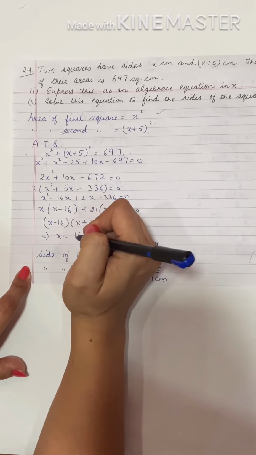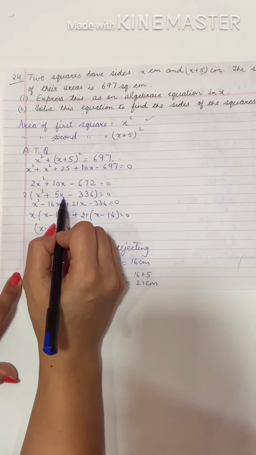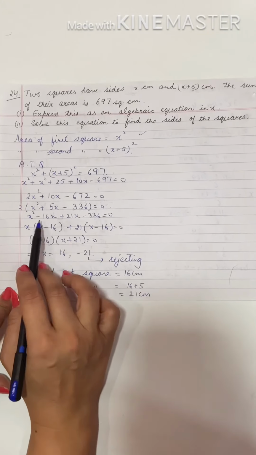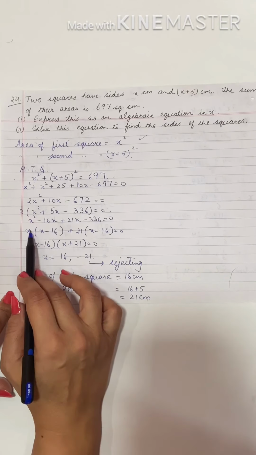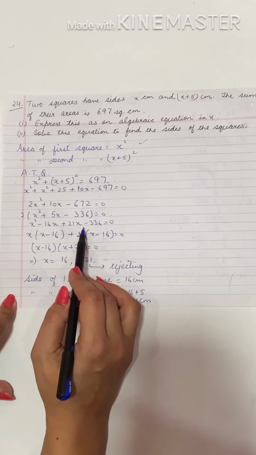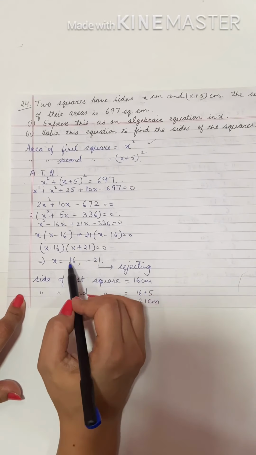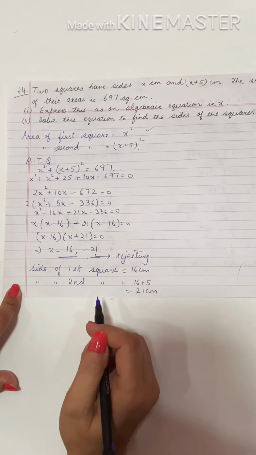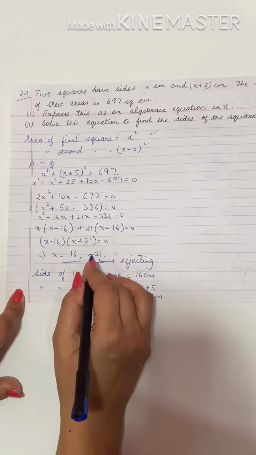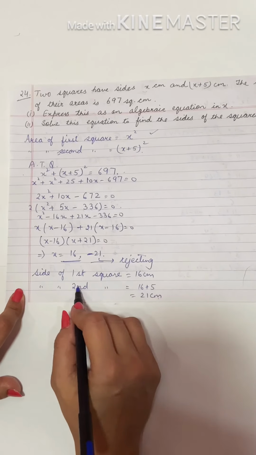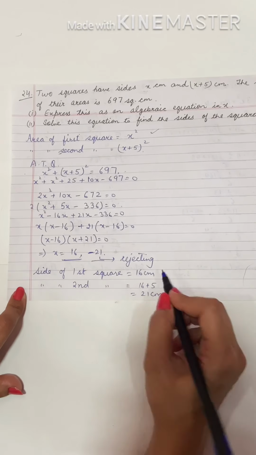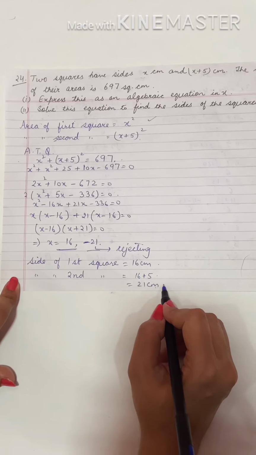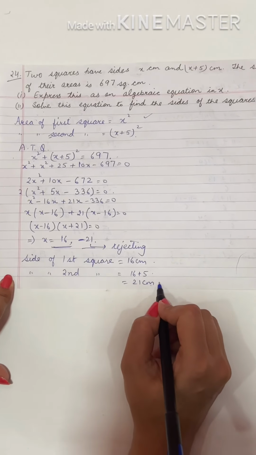Now simplify it. We are getting x square plus 5x minus 336 equal to 0. Splitting the middle term, we are getting x square minus 16x plus 21x minus 336 equal to 0. Simplify it. The values are coming to be 16 and minus 21. Since it is given to be a square, its side cannot be negative, so we are rejecting the negative value. The side of the first square comes out to be 16 centimeters and the side of the second square comes out to be 16 plus 5, that is equal to 21 centimeters.